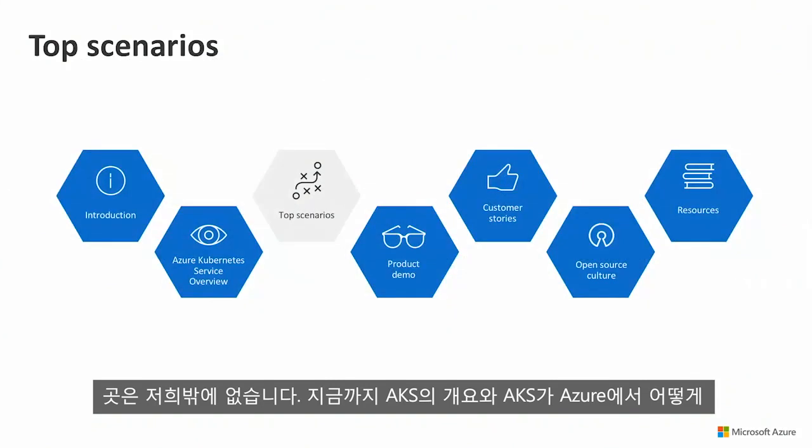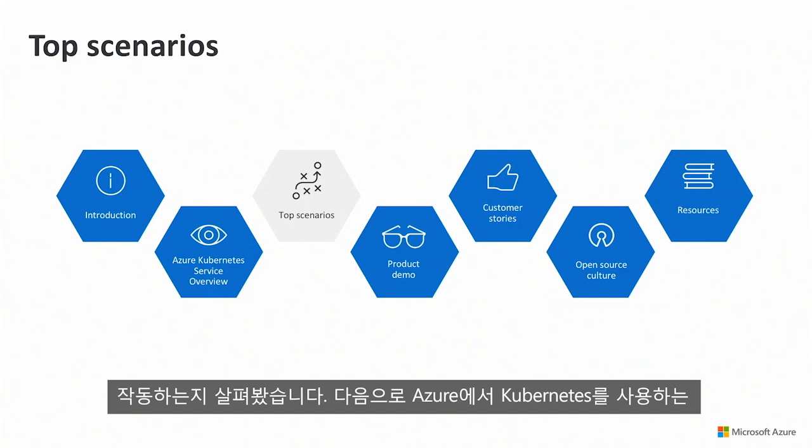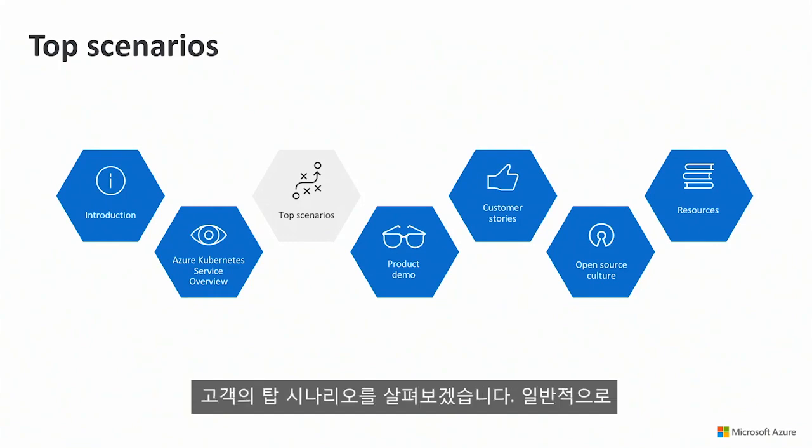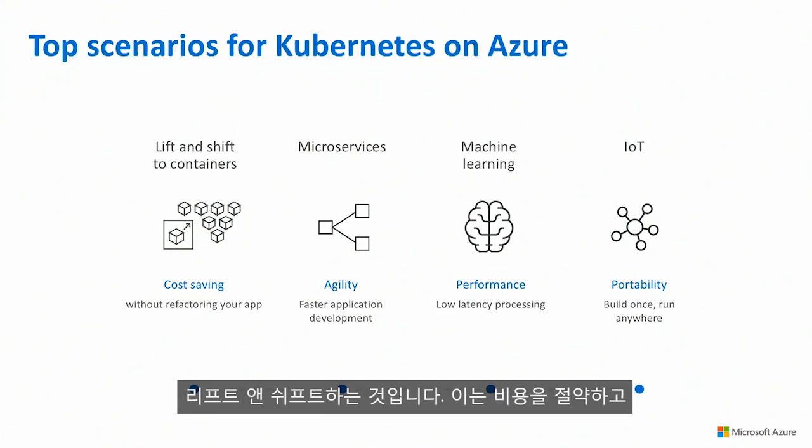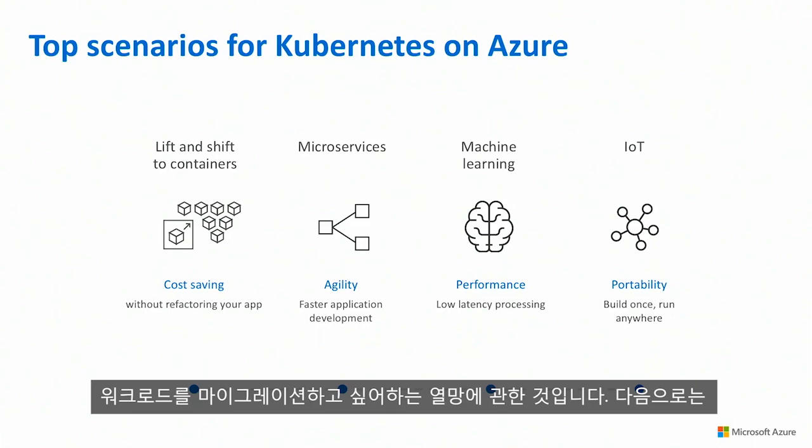Okay, so that's an overview of AKS and how AKS works on Azure. The next thing I want to do is take you through some of the top scenarios we find customers using with Kubernetes on Azure. In general, we're seeing four big trends here. The first one is around lifting and shifting workloads to containers. And this is really premised around cost savings and the desire to migrate workloads off of on-premise environments.